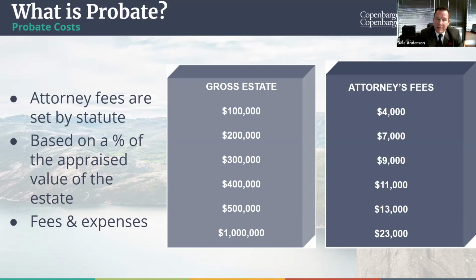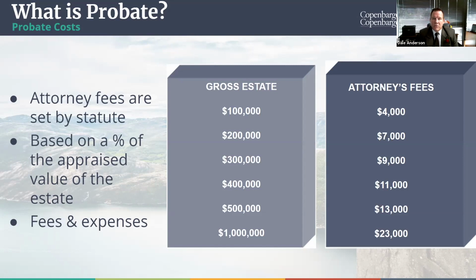Now here's the other kicker. If you have an executor named in your will, the executor gets the exact same fees as the attorney. So if we're talking about a $1 million estate in California, you're talking about $46,000 in fees, $23,000 for the attorney and $23,000 for the executor. All right, and it's based on that appraised value of the estate.